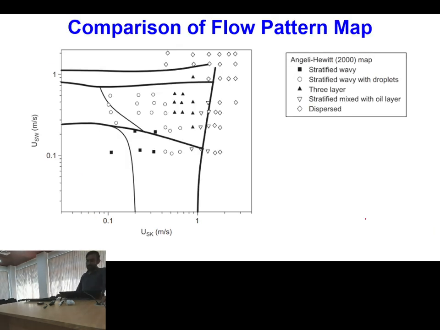And this is the comparison of the flow patterns which were determined from the optical system, and these flow patterns are then compared with the flow regime map of Angeli and Hewitt. So these boundaries are from the flow regimes of Angeli and Hewitt, and then based on the optical arrangement, if you have stratified wavy flow with droplets, 3-layer flow, then stratified mixed with oil, water and dispersed, then depending upon what phases are occurring, these are shown over here.